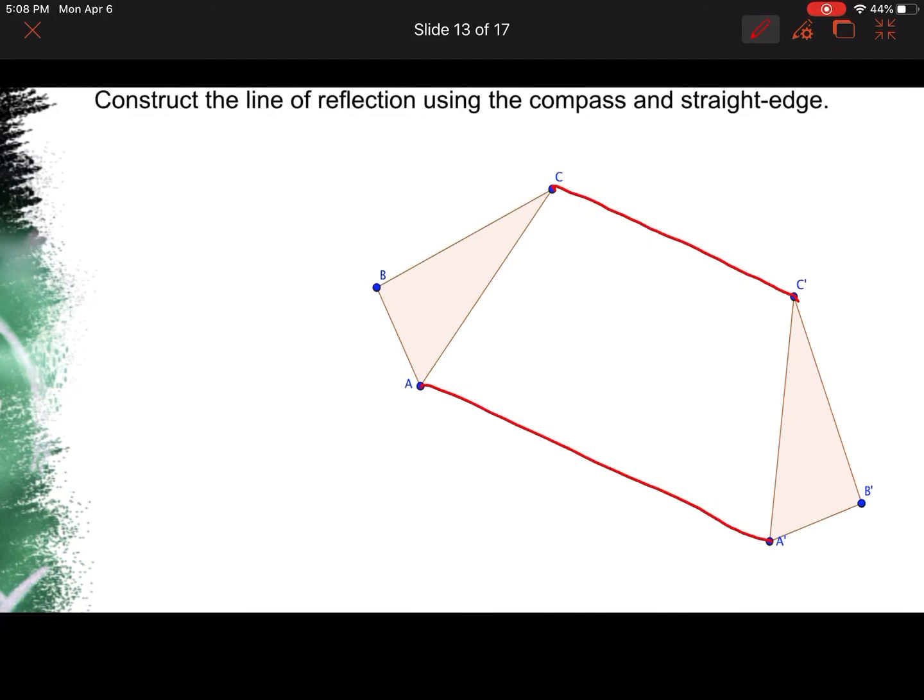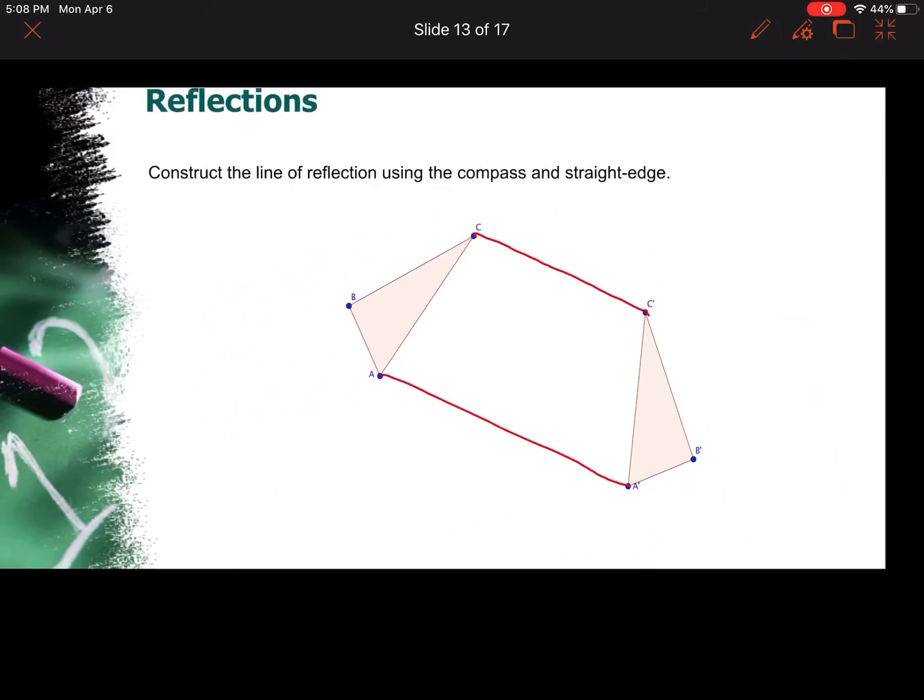So what I want you to do is, using your compass and straight edge, I want you to do those two constructions. First one is to actually do the reflection, which is what I just showed you on the Robo compass. And the second one is, given the image and the pre-image, construct that perpendicular bisector.